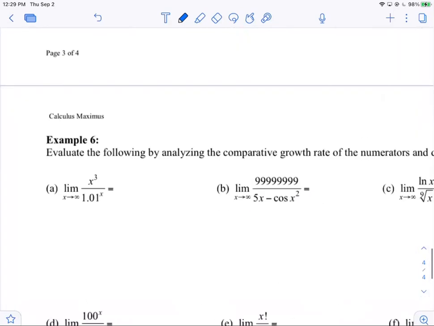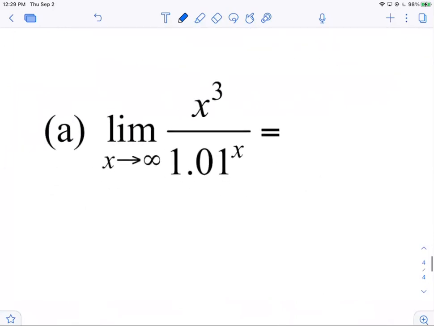All right, so let's try these out. The limit as x goes to infinity of x cubed over 1.01 to the x.